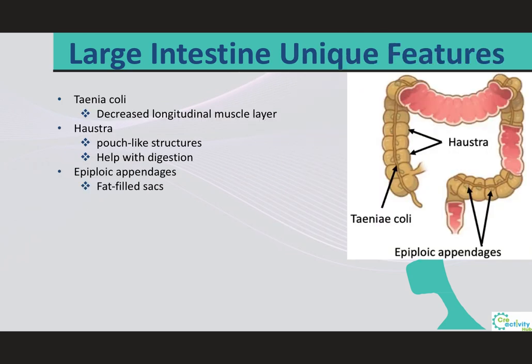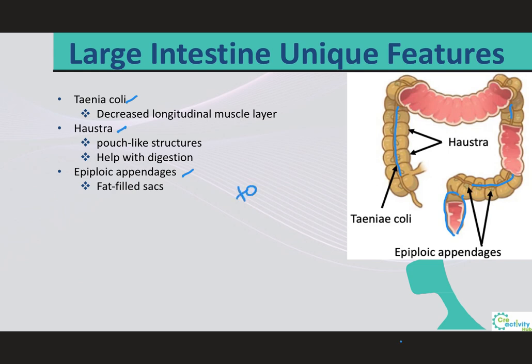There are 3 features that are unique to the large intestine, which are the teniae coli, the haustra, and the epiploic appendages. The teniae coli are these 3 bands of smooth muscle, like I said, that make up the longitudinal muscle layer of the muscularis of the large intestine, except at its terminal end. So there will be no teniae coli in the rectum.